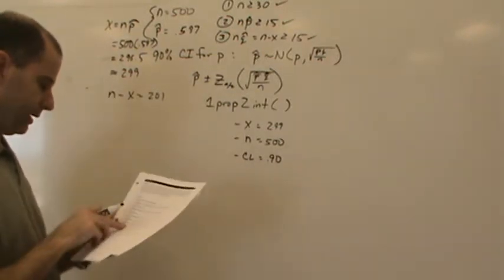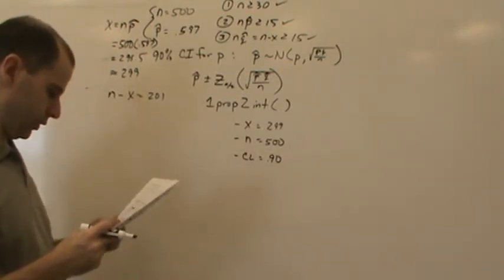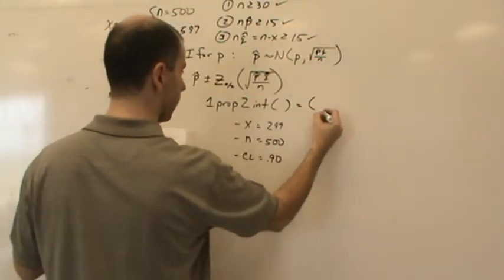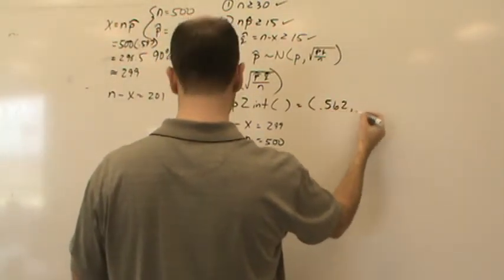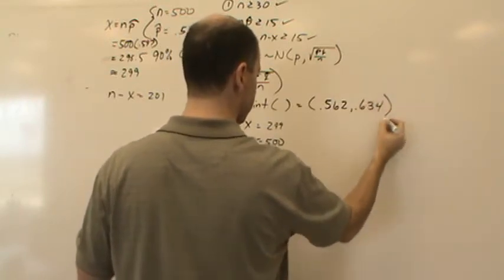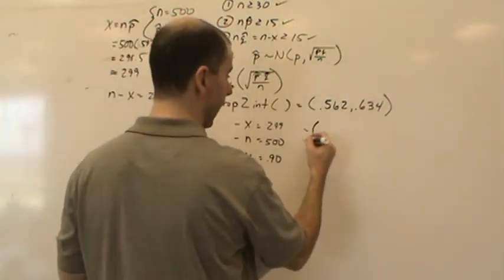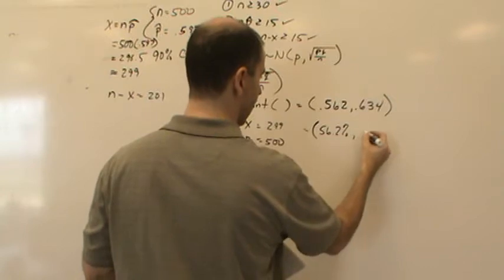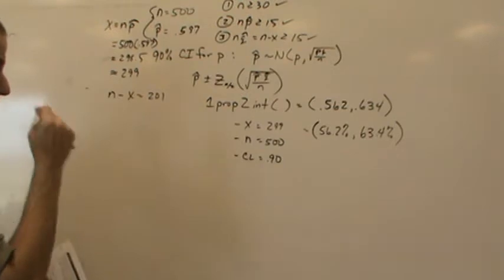To use the calculator, you're going to get 0.562, if you round to 3 decimal places, comma 0.634. And if we change this to percentages, and I always recommend changing them to percentages, this will be 56.2% and 63.4%. And then the interpretation is again the same.